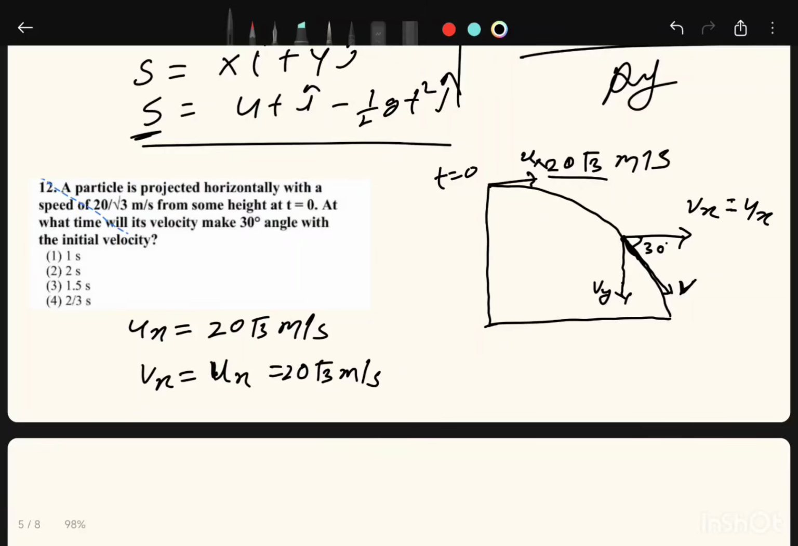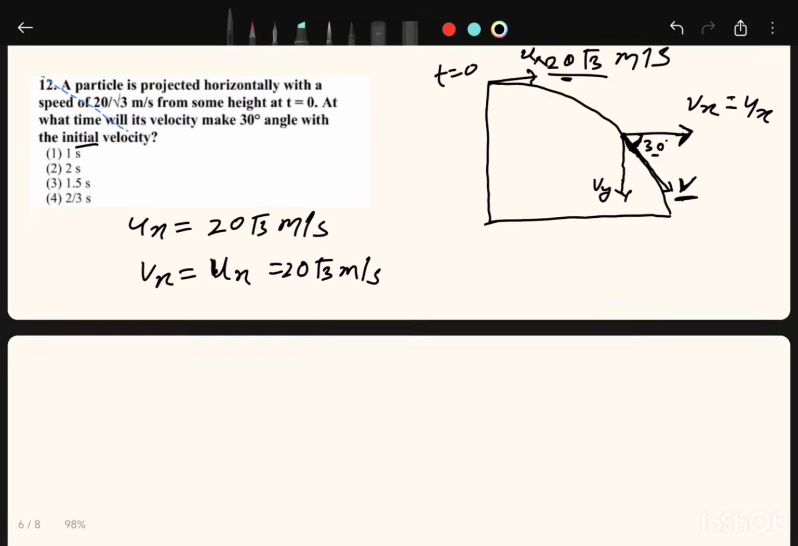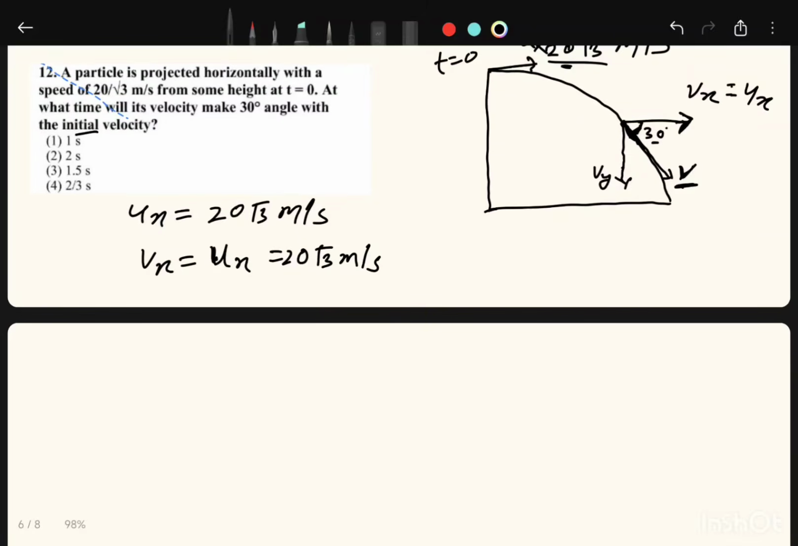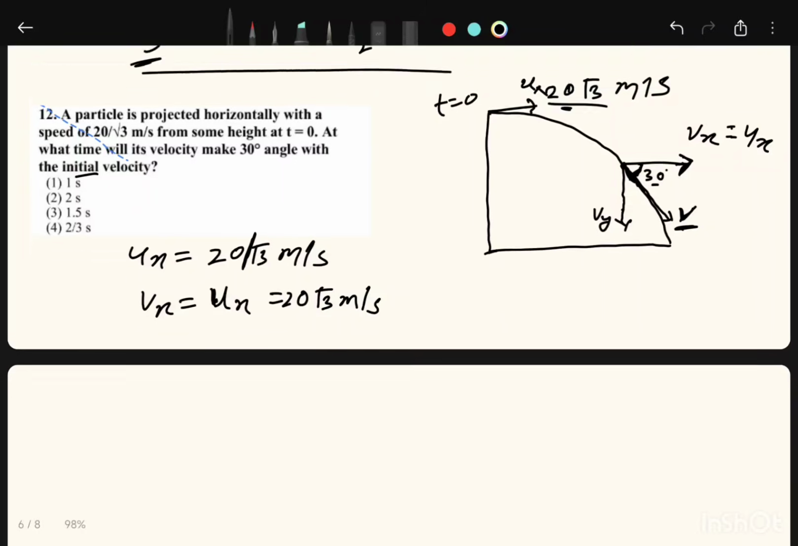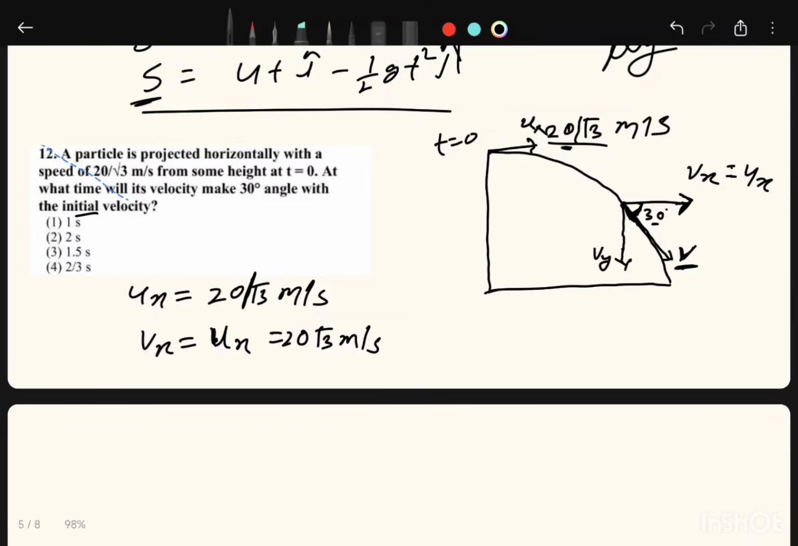So at what time will this velocity make this 30-degree angle with your velocity in the horizontal direction, which is your initial velocity? Got it? So we have to find this time, right? So what can we do here? First of all, this was 20 by root 3, not 20 root 3, okay? This was 20 by root 3 in the question, you see.